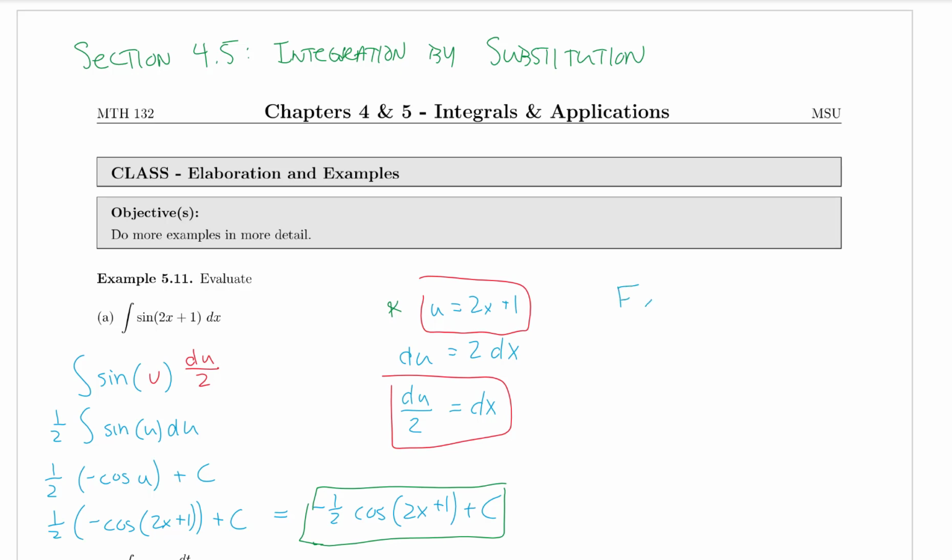Let's say that our F of x is negative 1/2 cosine of 2x plus 1 plus c. So if I take the derivative of this, I get that F prime of x is equal to negative 1/2 times the negative sine of 2x plus 1. And now I need to multiply by a 2 here because I have a chain rule coming out of that 2x plus 1. Of course, we're going to get a plus 0 there at the end because the derivative of any constant is 0. And if I simplify that a little bit, the negatives cancel out.